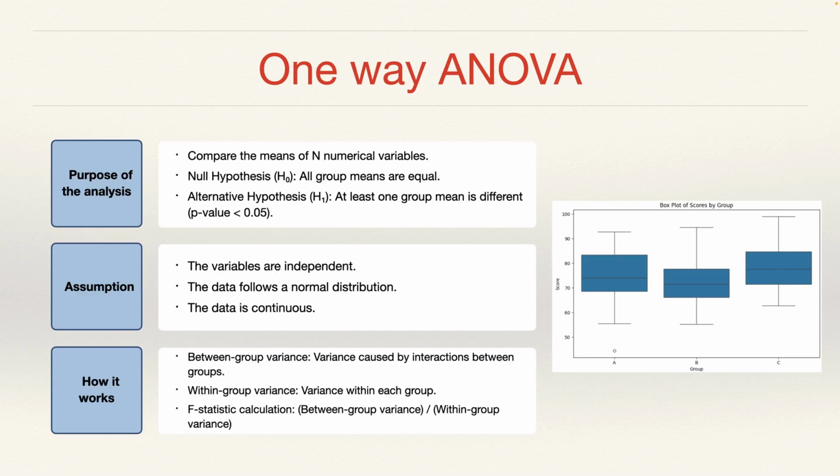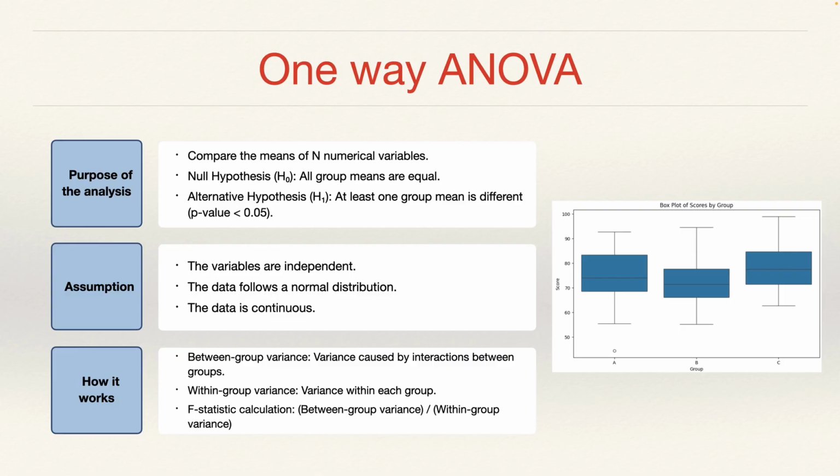Moving on to one-way ANOVA. We use ANOVA to compare categorical variables with numerical variables. The tests that I mentioned before, such as the t-test, only handle two groups, but one-way ANOVA is different. It can compare 3, 4, or 5 or more groups at once. And here the null hypothesis states that all group means are equal. But the alternative hypothesis is that at least one group has a different mean.